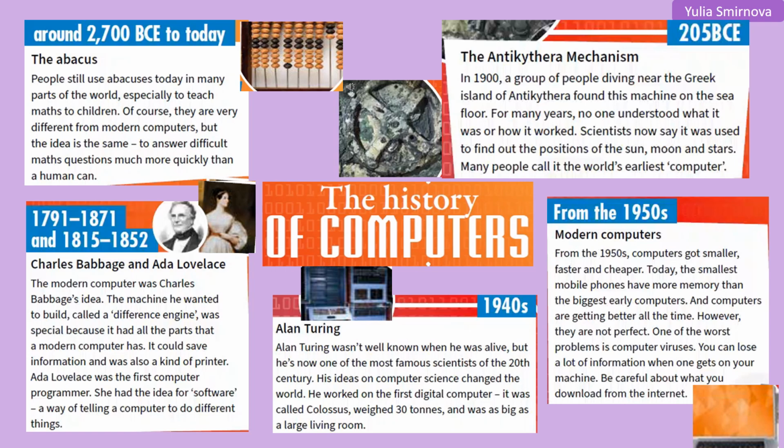From the 1950s, modern computers. From the 1950s, computers got smaller, faster, and cheaper. Today, the smallest mobile phones have more memory than the biggest early computers. And computers are getting better all the time. However, they are not perfect. One of the worst problems is computer viruses. You can lose a lot of information when one gets on your machine. Be careful about what you download from the internet.